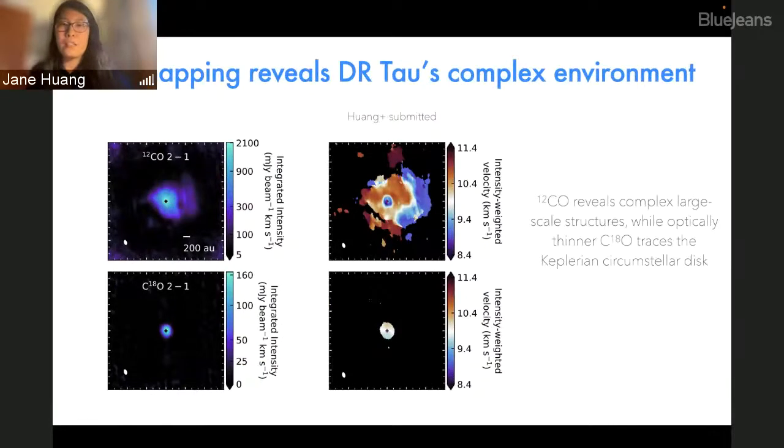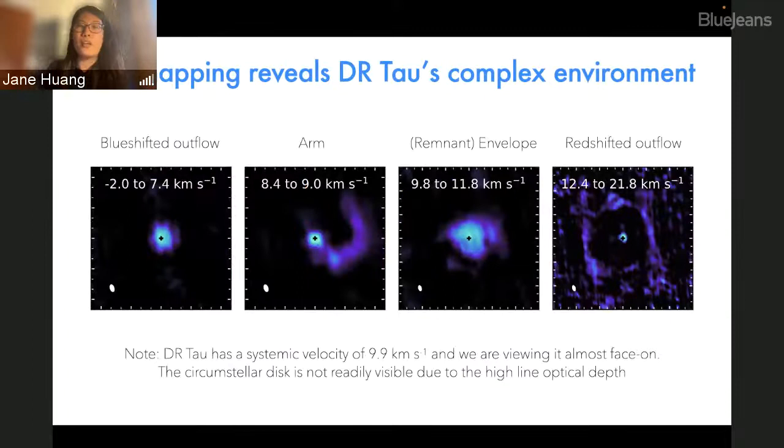However, our new CO interferometric observations do in fact reveal complex extended emission around DR Tau. The second row shows the optically thinner C18O emission, which traces material closer to the star, that is, the Keplerian circumstellar disk. And you can see that the Keplerian disk is rather more compact than the extended material traced by 12CO. So here 12CO looks a bit of a mess because it's been integrated over all velocities where emission is seen, but the individual components become more legible when you break them down by the different velocity ranges.